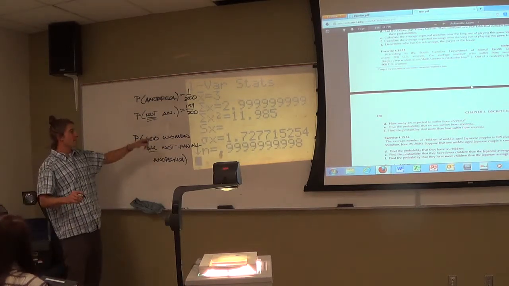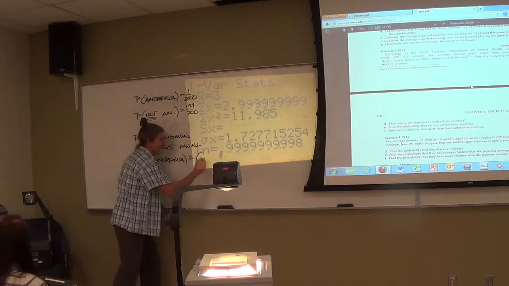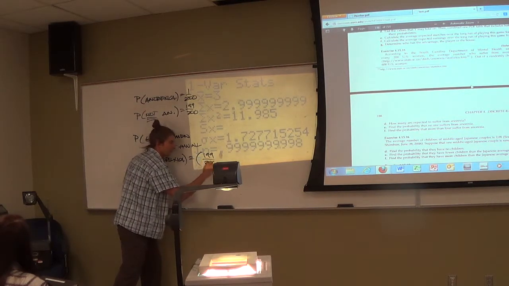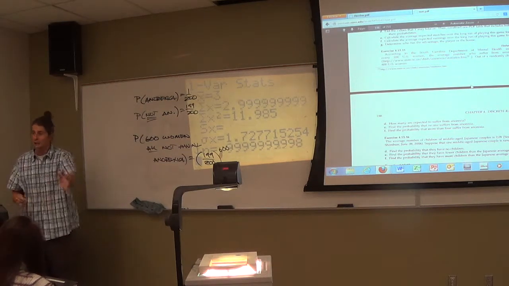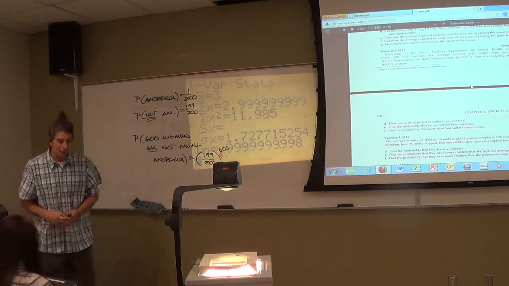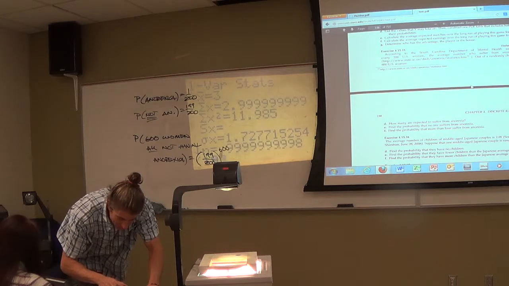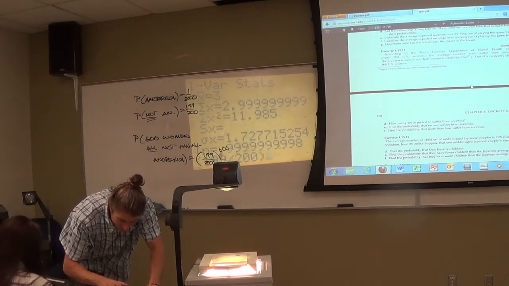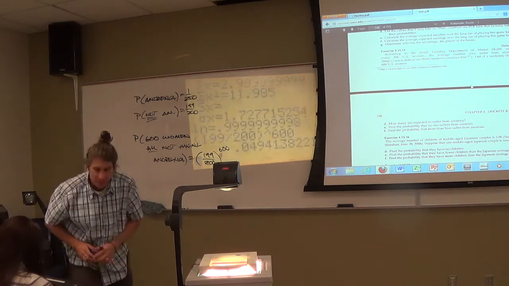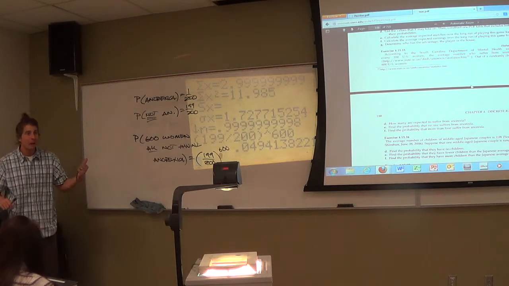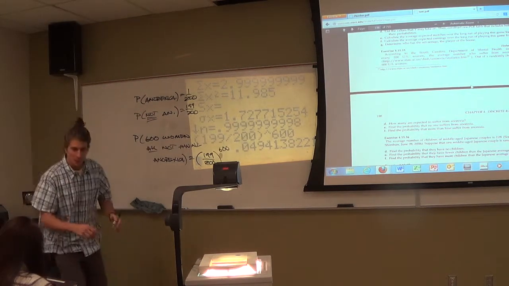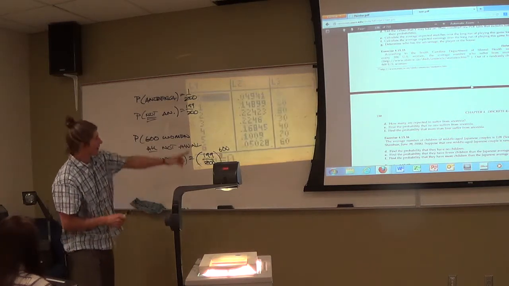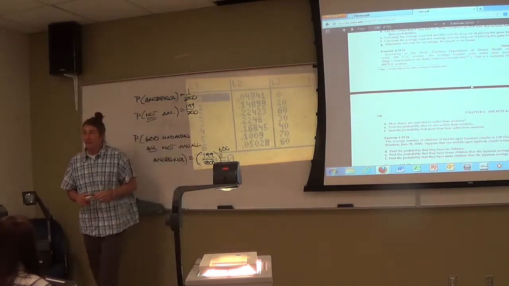If we're saying none of them have anorexia, that means we got a chicken 600 times. Now your TI will do this, obviously, or Excel will do it in this case. But all we've got to do is do that 199 to the 200th power. 600. There you go. Does that number look familiar? 0.049413. It should. Because it's that guy right there.